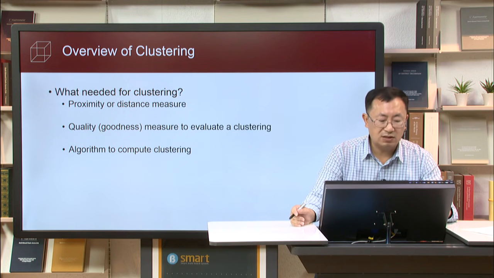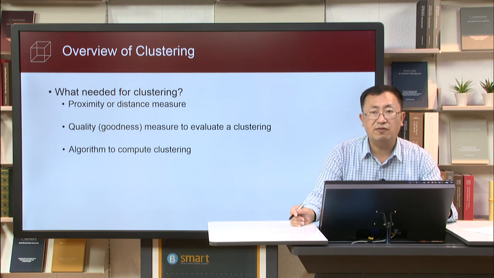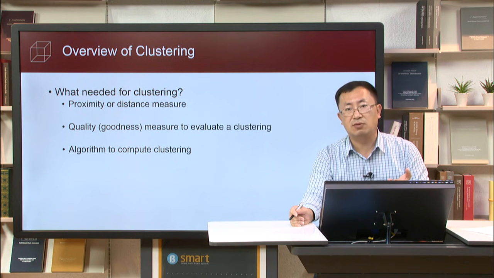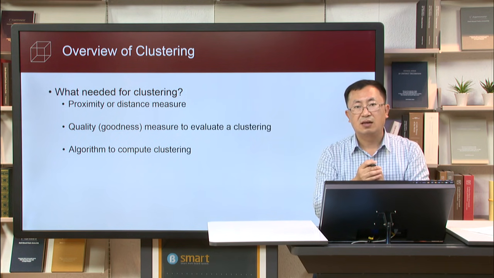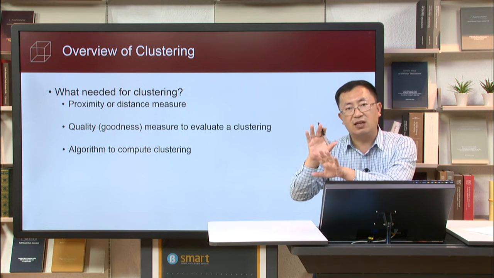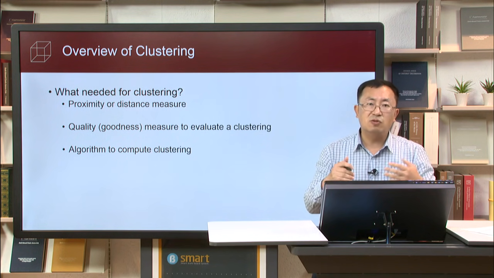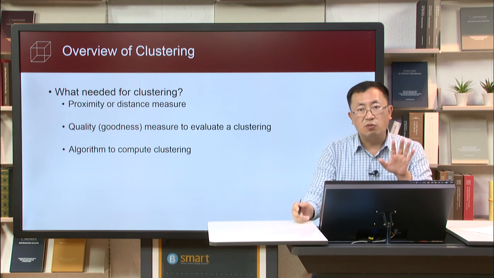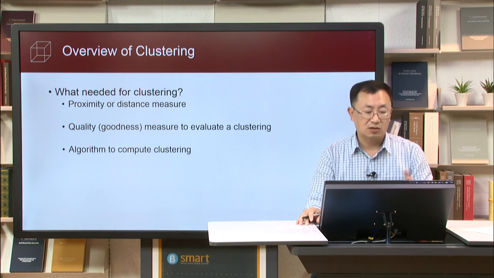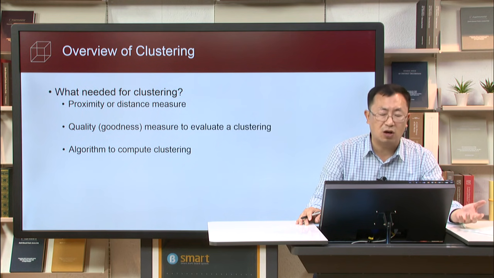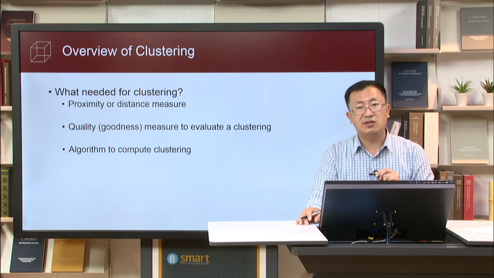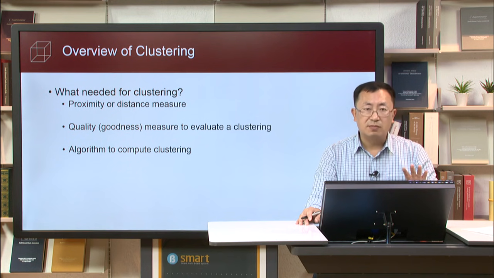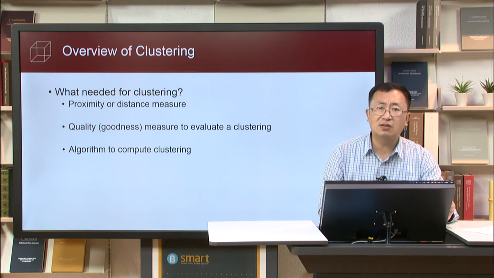After that, we need some quality measure to evaluate the outcome of the clustering problem. Right? So we have a set of clusters for the given data, and depending on the algorithm, you may have another set of clusters. So you need some measure to evaluate which clustering is better than the others. So we need some goodness or quality measure. Then finally, we need some algorithm to compute the clustering. So these are the factors we need to consider for the clustering problem. We'd like to take a look at them one by one.